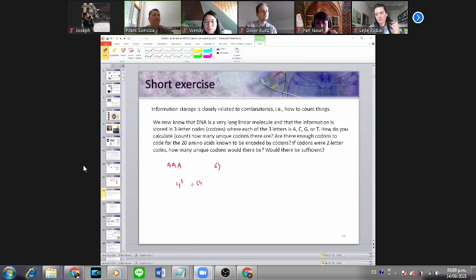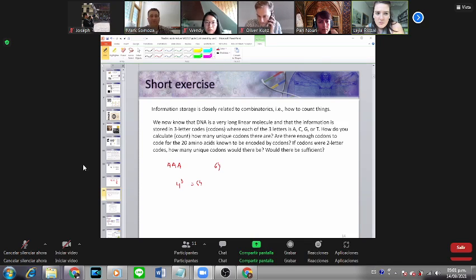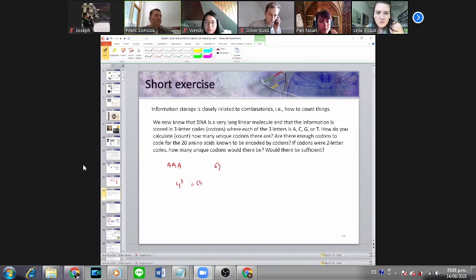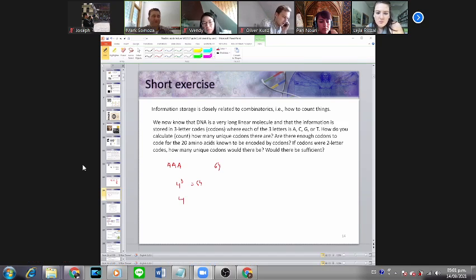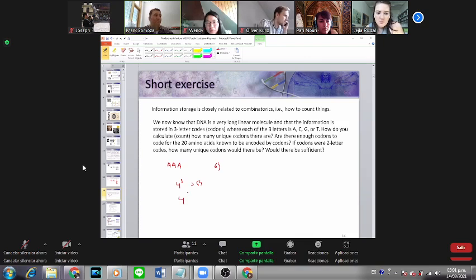So if codons were 2-letter words, how many codons could you encode? How many proteins could you? How many amino acids could you encode? Question. If the codons were only two nucleosides long, how many amino acids could you encode? 16. So it's 4 because we're staying with the same size of the alphabet, A, C, G, T, but instead of a 3, it's a 2, right? So yeah, 16.